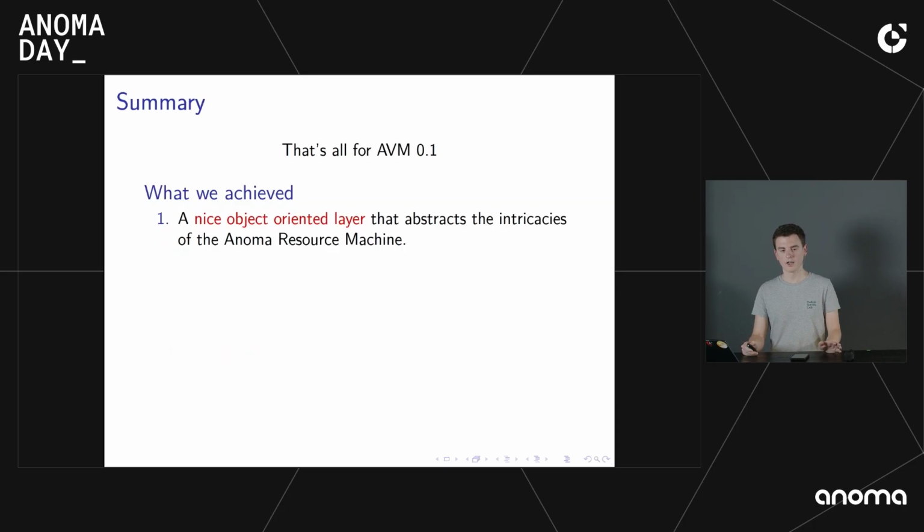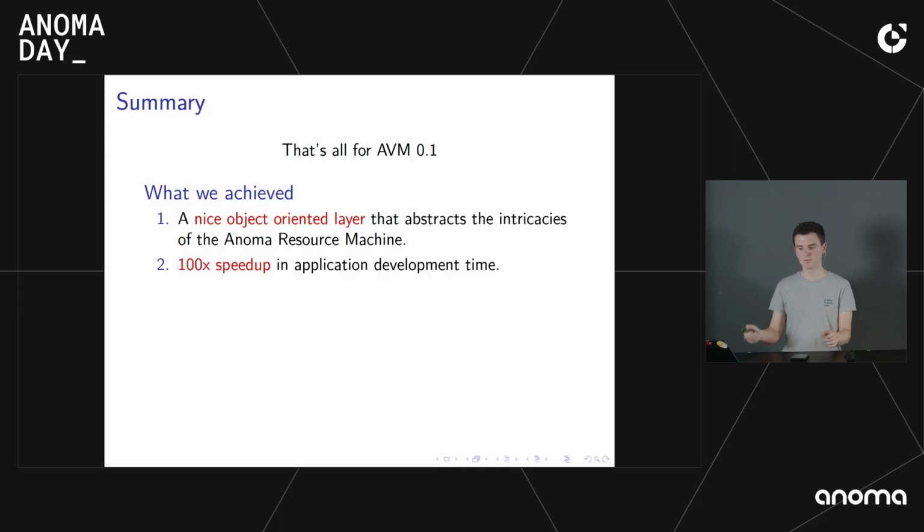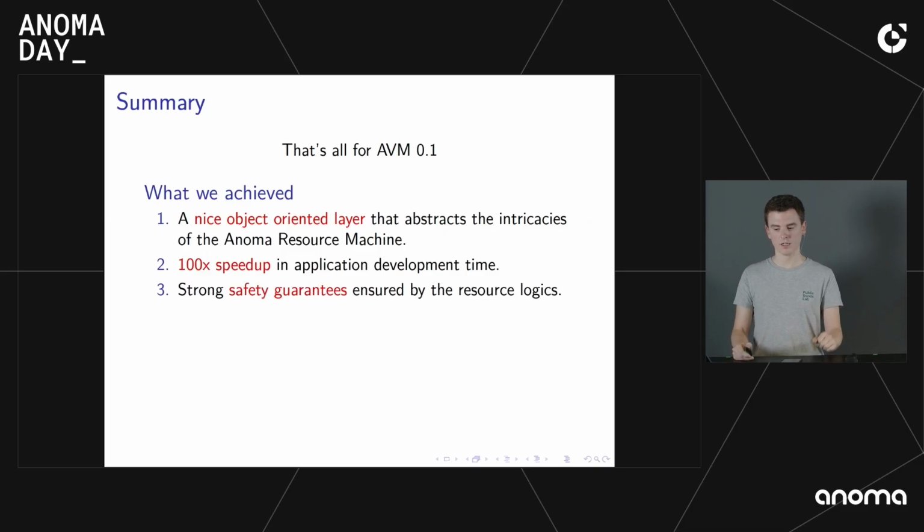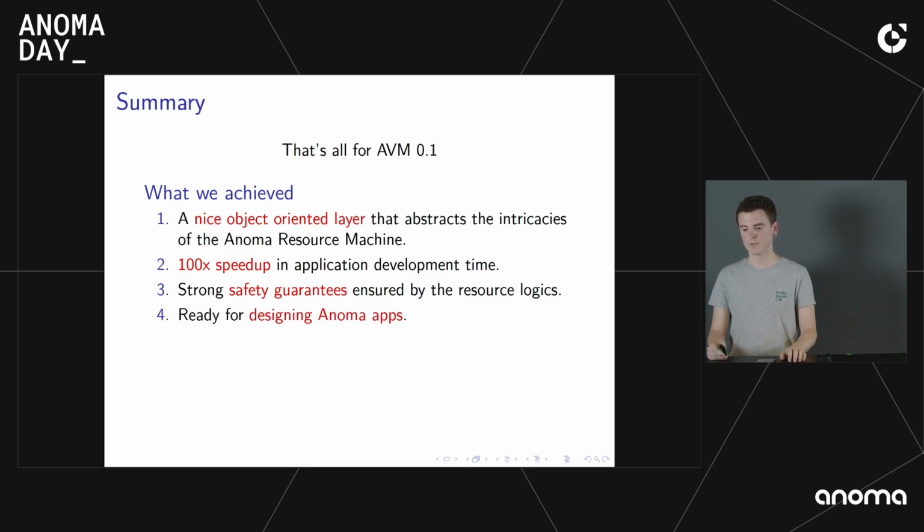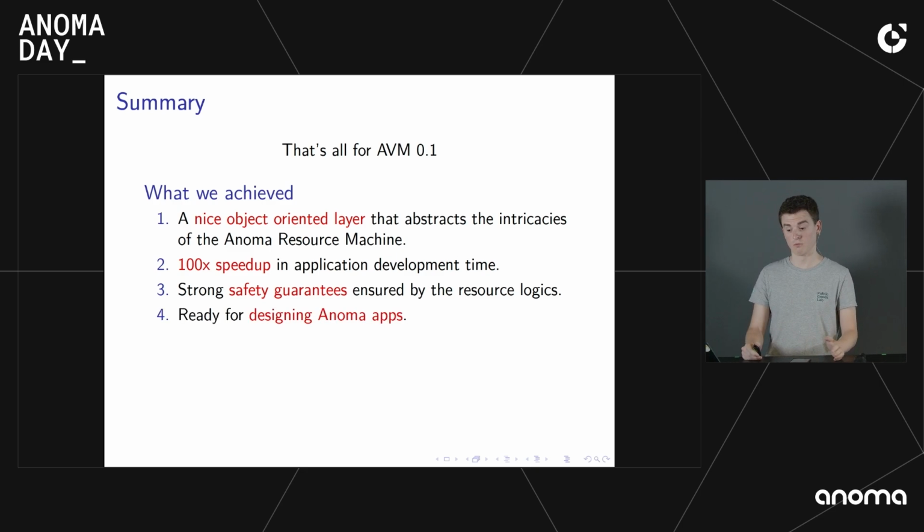So that's all I have for AVM 0.1. That's the summary. What we achieved is a nice object-oriented layer that abstracts all of the difficult resource machine details. This resulted in a very dramatic speed up in application development time, which is very nice. You also get strong safety guarantees for free, as I mentioned before, and it's already ready for you to start designing applications in Anoma.